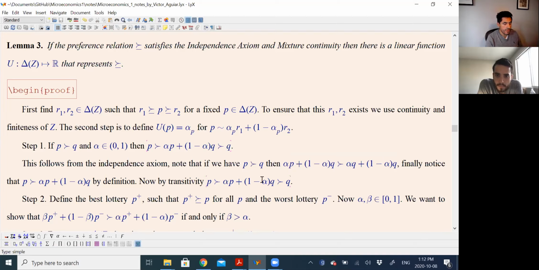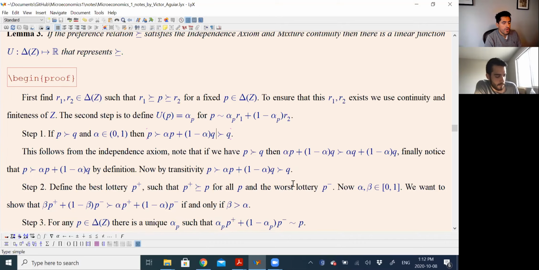And now by transitivity, I have also that P is better than alpha P plus (1 minus alpha) Q, which is better than Q, okay? So this is just an observation that if I take two lotteries such that P is better than Q, and I take a mixture according to an alpha that is not extreme, it's not 0 and it's not 1, I get an object that is in between, right? In terms of preferences. Everyone understands?